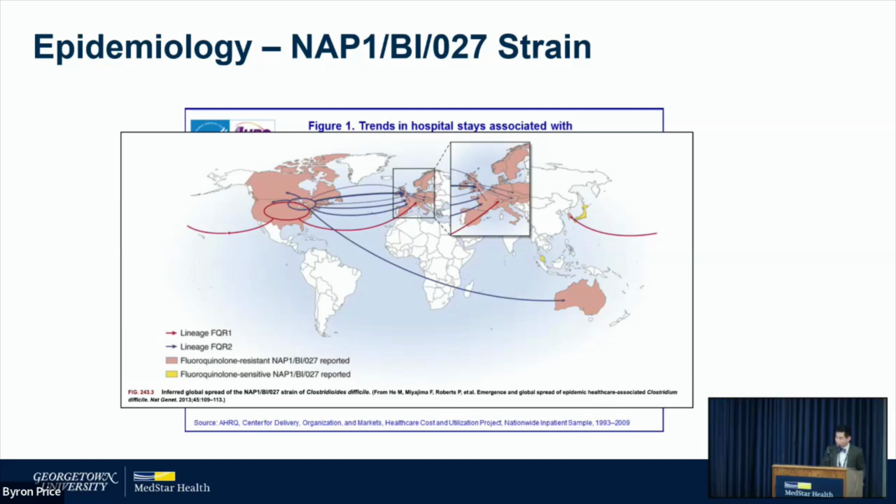And those dramatic rises in C. diff rates correlate not just in the US, but also worldwide. The other thing to note about this NAP1 strain is that it was associated with higher levels of toxin production and hence higher morbidity, mortality, treatment failure, and recurrence rates.